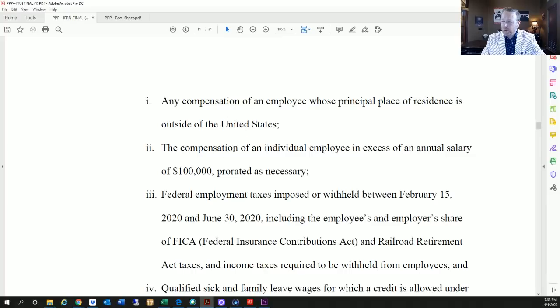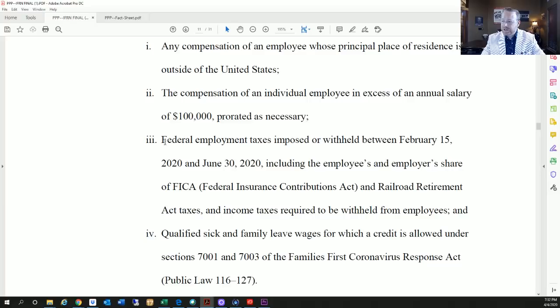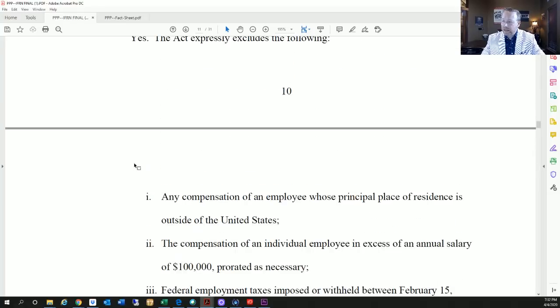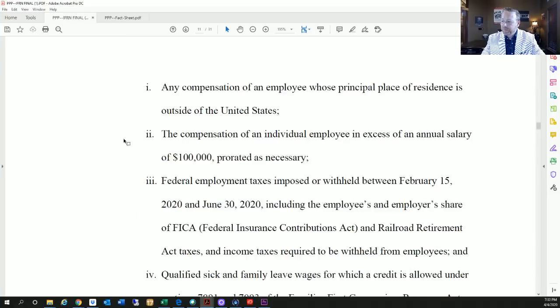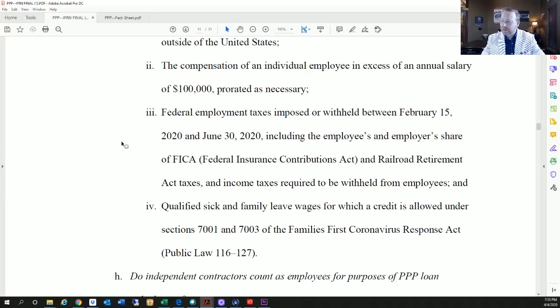Okay, talking about in the U.S., over 100. And then this is the section that we're talking about here. It looks like it's not going to highlight it, so just know we're talking about this section. Okay, if you're following along, like you've got it out, it's G. Okay, number 3, federal employment taxes imposed or withheld between February 15th, 2020 and June 30, 2020, including the employees and employers' share of FICA and Railroad Retirement Act taxes and income taxes required to be withheld from employees.